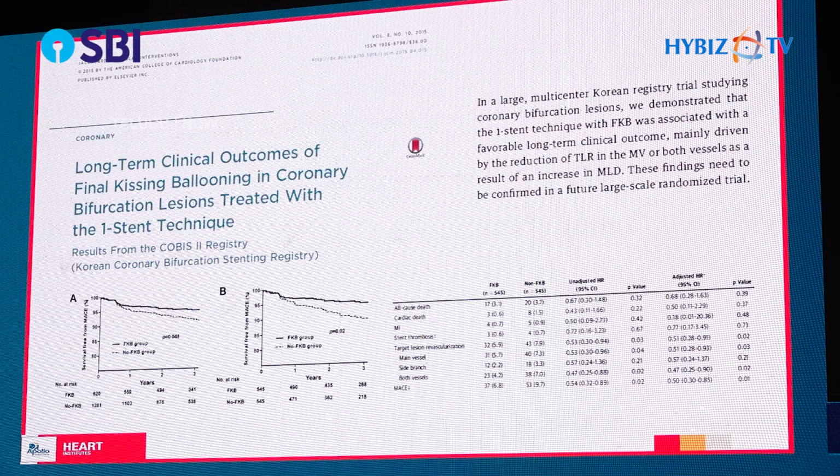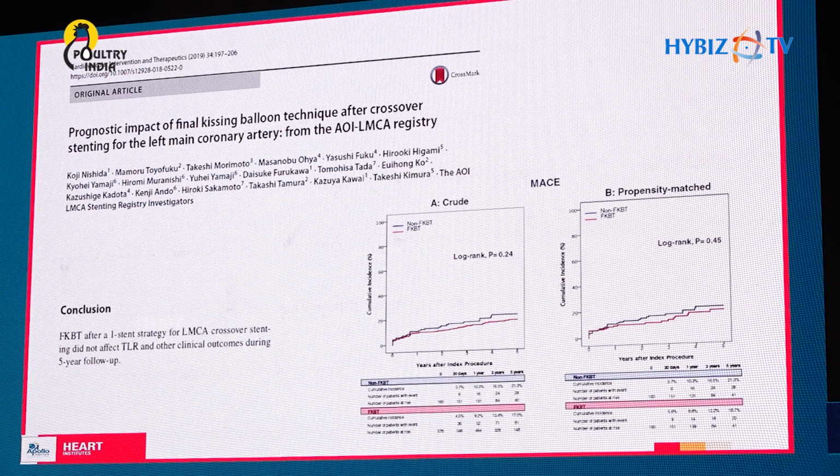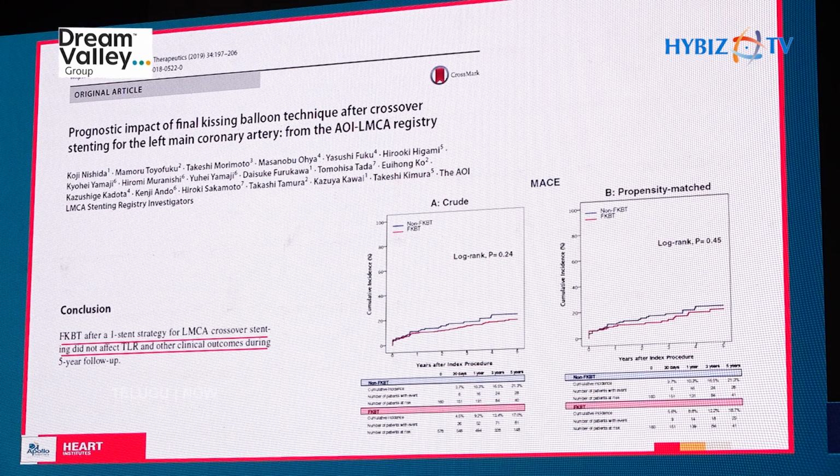But gradually, this COBIS registry stated that with a one stent strategy, final kissing balloon is associated with a favorable long-term clinical outcome, mainly dependent on the reduction of TLR in the main vessel or both vessels as a result of the increase in the MLD. So the concept was to achieve a bigger MLD in the side branch. But the AOI LMC registry, as we moved to 2019, clearly stated that the final kissing balloon with a one stent strategy did not affect the TLR and other clinical outcomes during a 5-year follow-up. So there was more evidence that it is not necessary to go for a kissing balloon dilatation when you're doing a single stent strategy.